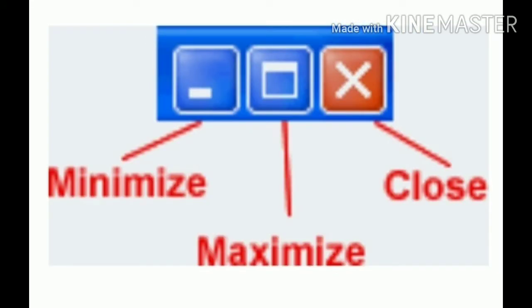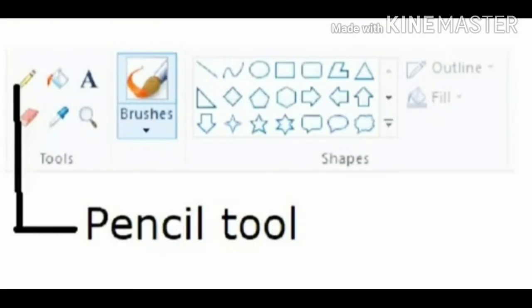Now you can see the title bar. It is at the top of the right side. The title bar shows the title of the page. It has three buttons: minimize, maximize, and close buttons. Some tools used in MS Paint.